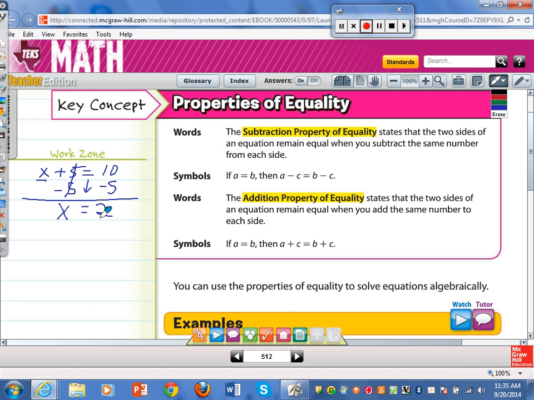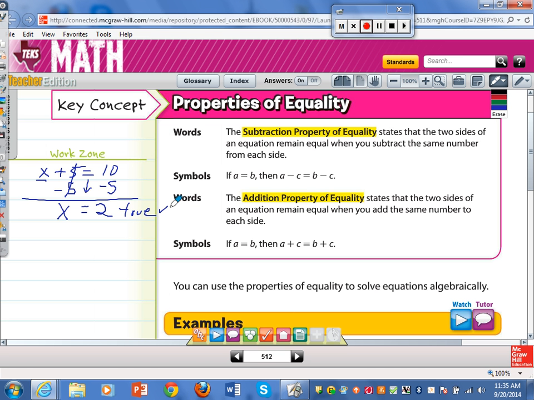What this is saying is that this statement is true, since it was true when the original statement was true. Even though we subtracted 5 from both sides, the subtraction property of equality tells us that since you did the same thing to both sides, this statement should be true. In this case, if we substitute 5 in for the variable, we know that 5 plus 5 is 10, which is equal to 10, which makes this a true statement.